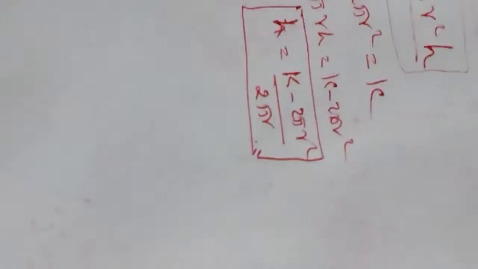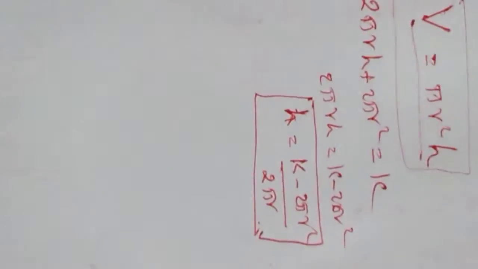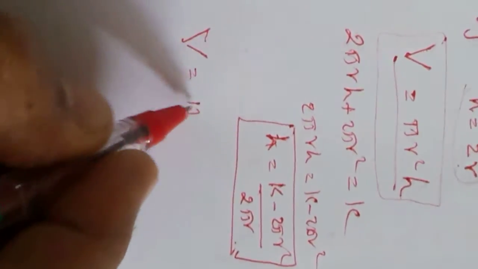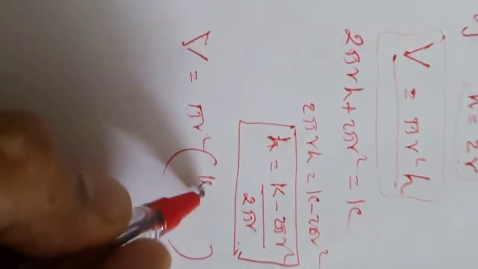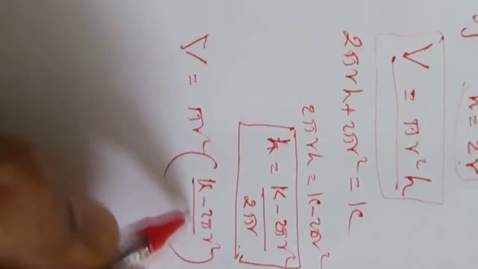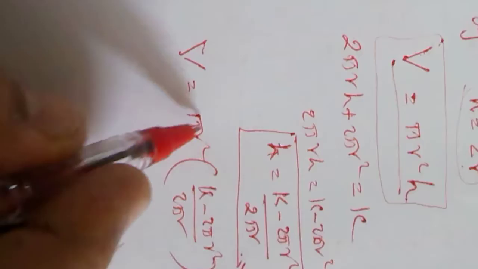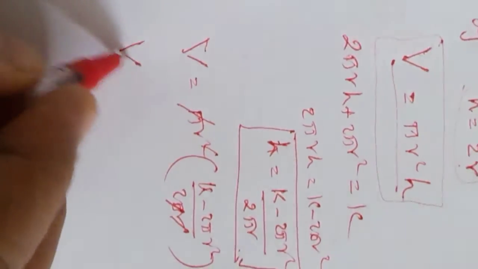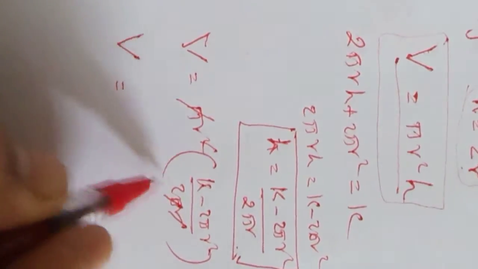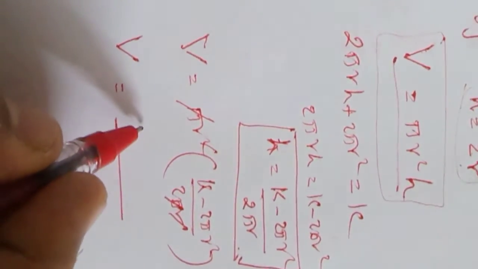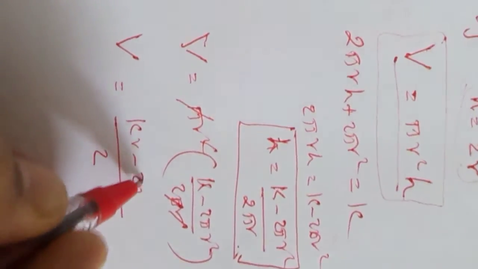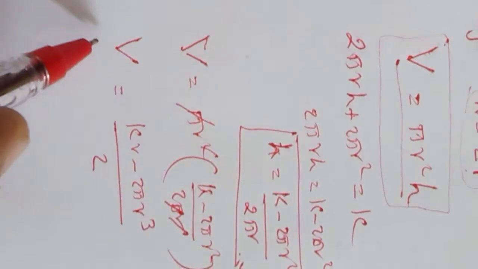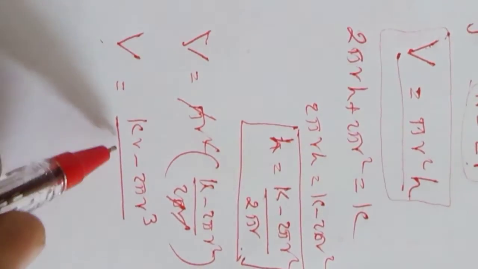So next we are going to have the volume. When you make this substitution, what do you get? V equal to pi r square into k minus 2 pi r square by 2 pi r. You can cancel this pi, you can cancel one of this r. So what you get back is 1 by 2 into k r minus 2 pi r cube. As usual, we have got a function exclusively in terms of a single variable r.